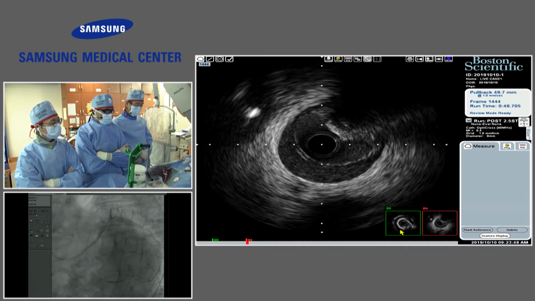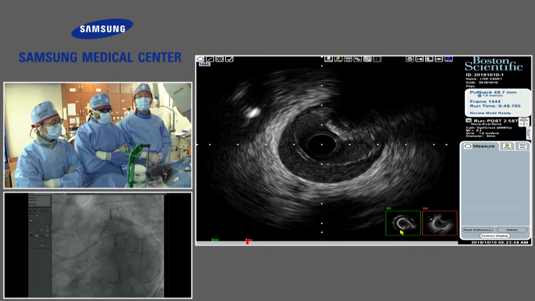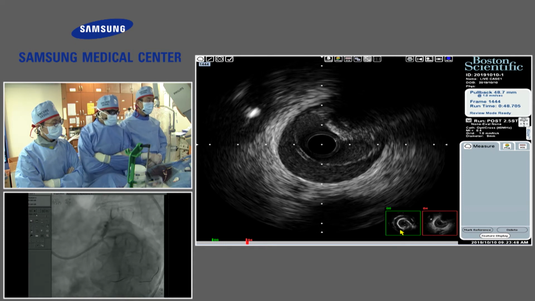The length of the flap is very short, right? Very short. Yes, less than 5. So my opinion is you can do rotablation without wire, and then you can penetrate that kind of thin intima very easily.